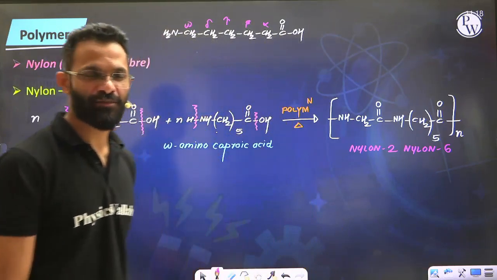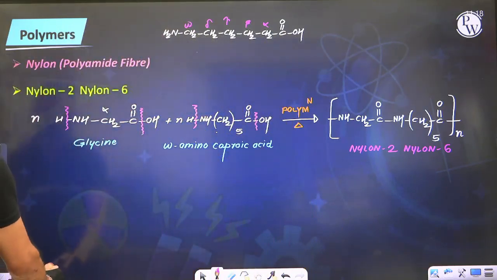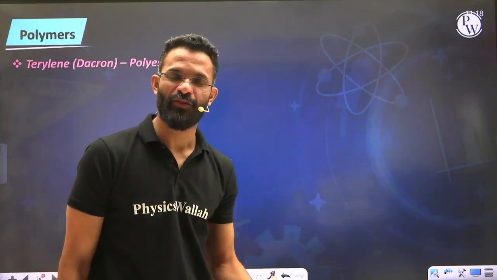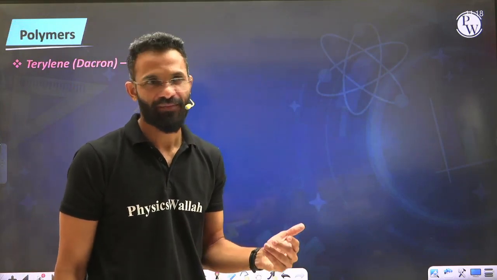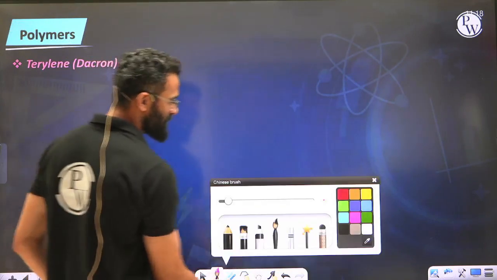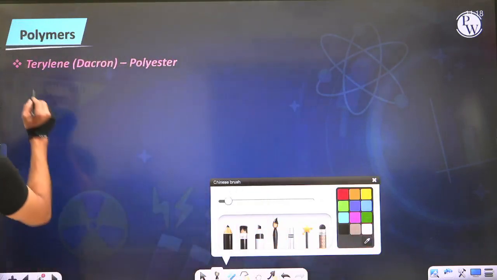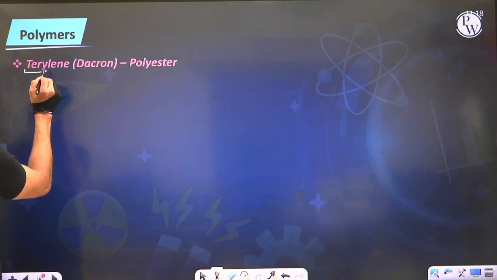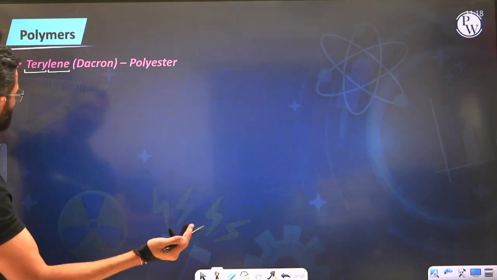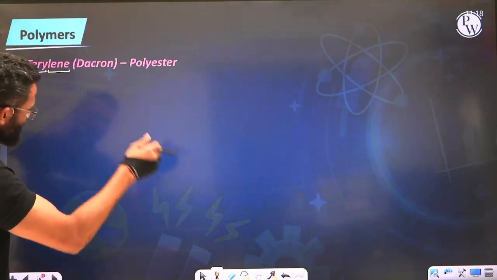The second type of condensation polymers are the ones which contain many ester linkages, so we refer to them as polyesters. We just study one example of a polyester, that is terylene. Terylene is sometimes also referred to as Dacron. Well, if you look at this term terylene, the name itself talks about the monomeric units used here. The 'tere' stands for terephthalic acid and 'lene' stands for ethylene glycol. So the monomeric units that we are going to take are terephthalic acid and ethylene glycol.